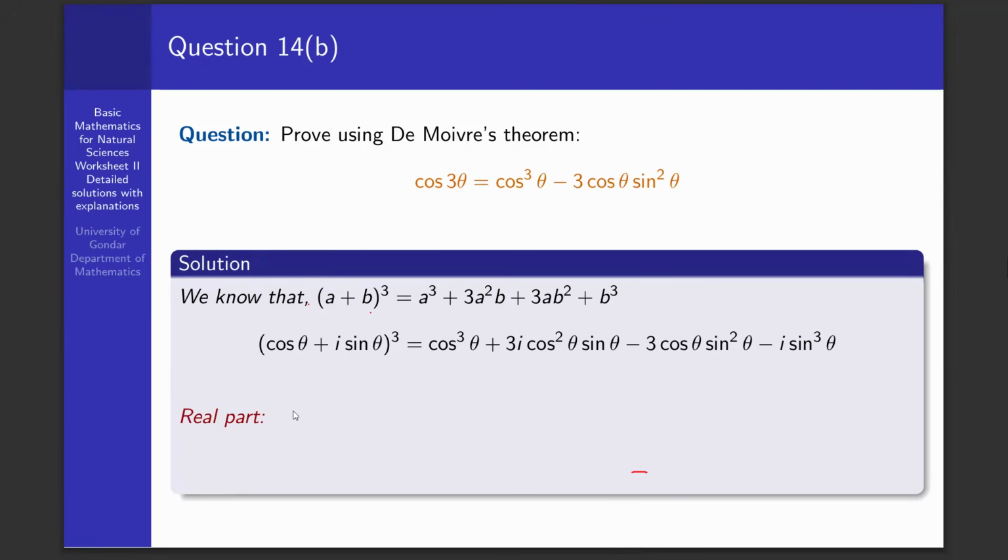Then the real part of this is cos 3 theta. So cos 3 theta is equal to the real part of this expression, that is cos cubed theta minus 3 cos theta sin squared theta, but the rest, this and this one, i sin cubed theta, are imaginary. Therefore, cos 3 theta is cos cubed theta minus 3 cos theta sin squared theta. Therefore, this is the proof.